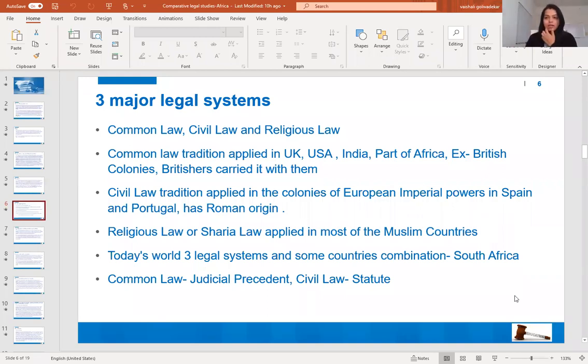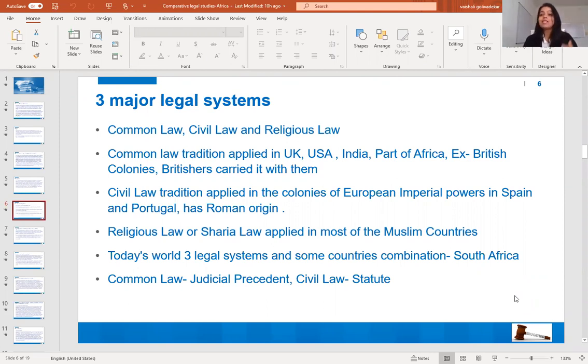Okay, perfect. So in today's world, three legal systems are there, and in some countries a combination of legal systems is there, for example South Africa. Got it? So that is the basic thing about today's study: three major legal systems are there, the common law legal system, the civil law legal system, and the religious law legal system.